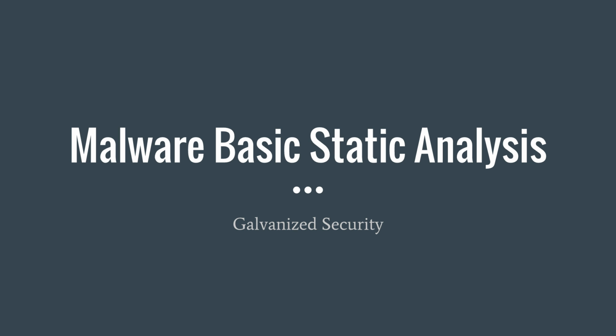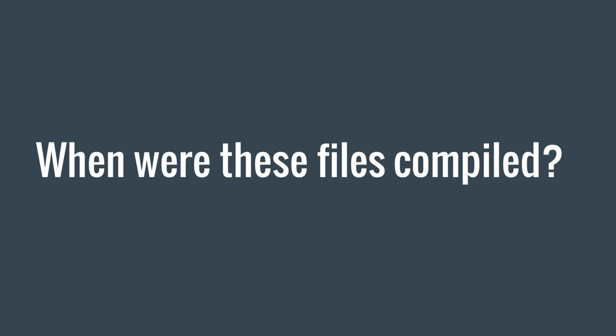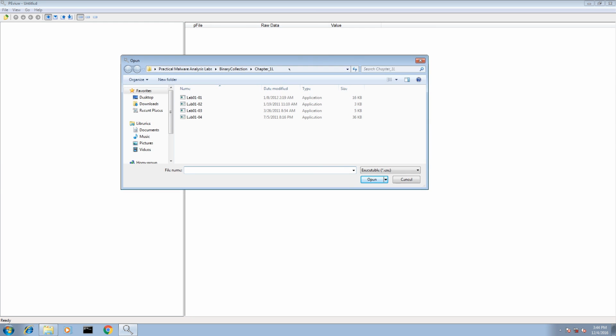This video will go over the things I learned in basic static analysis. The topics that I learned in the chapter include fingerprinting the malware, packed malware, link libraries, and also finding strings in the malware. One of the first things we may be interested in when conducting malware analysis is determining when the malware was compiled. We can do that using a tool called PEView. This allows us to view details about the file's header.